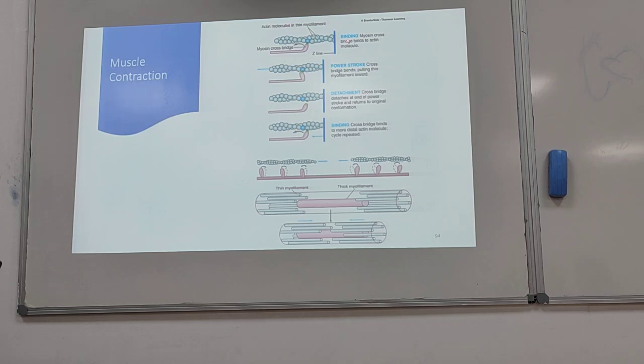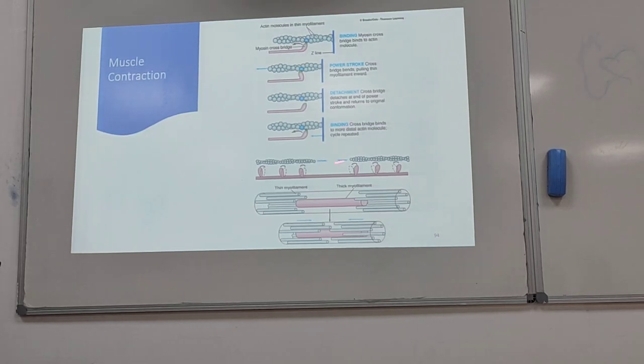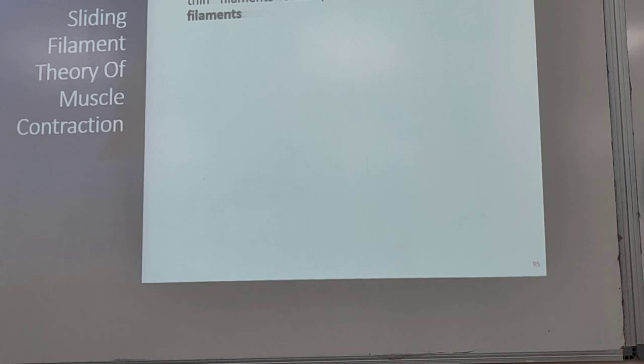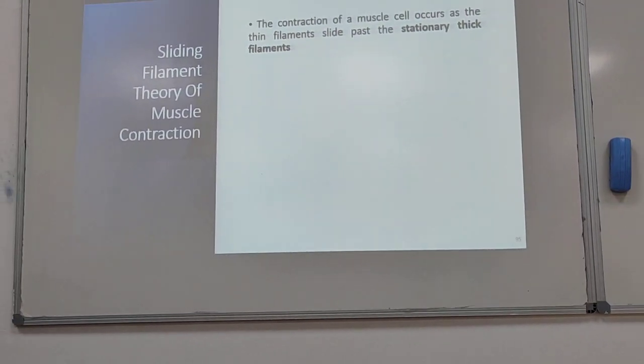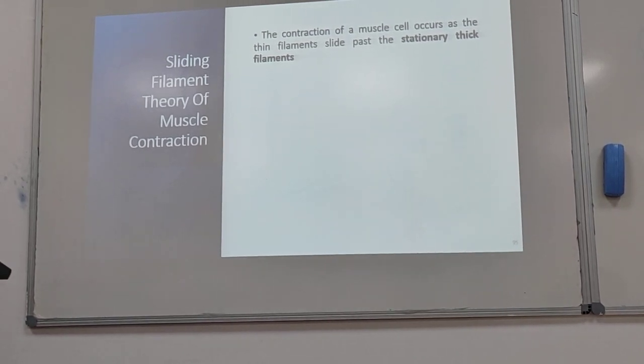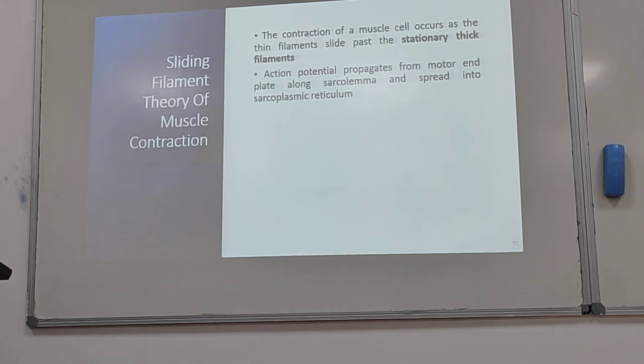That is binding, power stroke, removal of the calcium and detachment, again binding. This is called muscle contraction, and now we make the concept by preparation for the exam. The contraction of a muscle cell occurs as the thin filaments slide past the stationary thick filaments. Action potential propagates from the motor end plate, that is the nerve, into the sarcolemma, that is the muscle membrane. That is why I gave you these names. And it spreads into the sarcoplasmic reticulum.